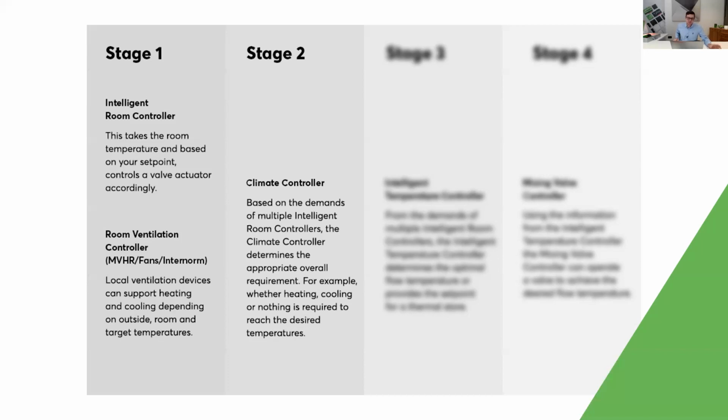Now, the reason that it's demand-based is because if we had a house with, let's say, 15 to 20 rooms, and all of those rooms were at the right temperature and only one single room wanted heat, and it was only maybe 1.5 degrees off its desired temperature, then actually turning the boiler on could cause rapid cycling of the boiler, short cycling. It would be on and off too often, and it could degrade the lifespan of the boiler, as well as also being inefficient. So climate control is managing the overall demand. Then we move over to stage 3.